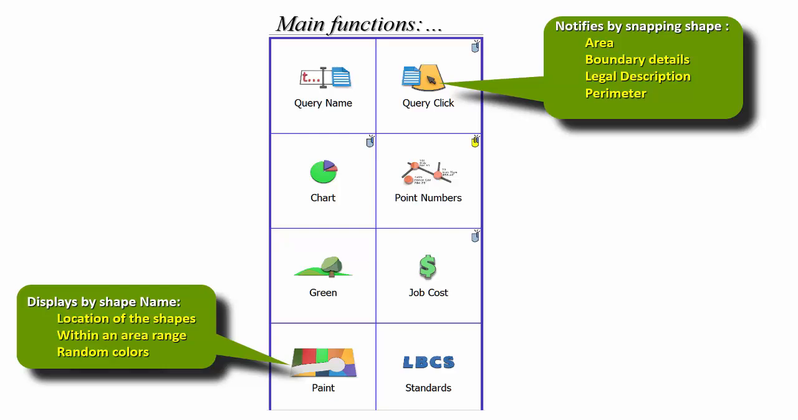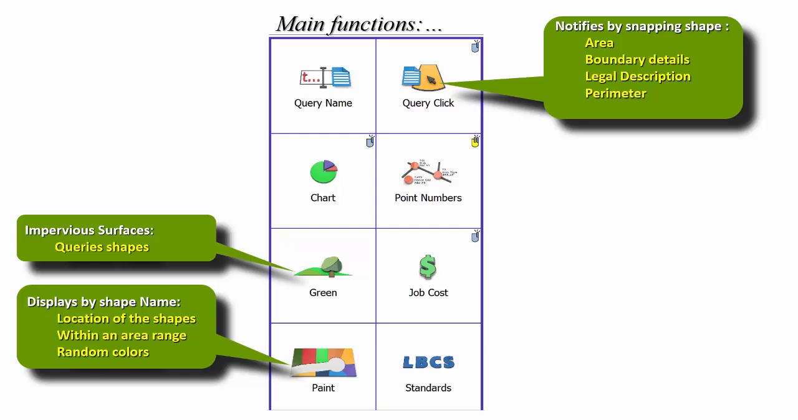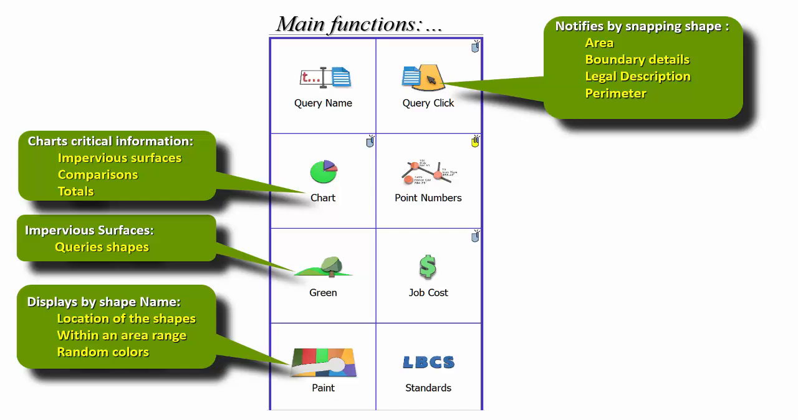Now, paint will paint. It works kind of like query name, but it will show you the results in different colors. For example, in query name, you can ask which of the lots are between 8,000 and 9,000 square feet. It will give you a list. Paint will show you that in a color you choose up on the screen. So paint is a graphic way of looking at query name. Green will give you all your impervious surfaces and give you environmental impact, which also can be charted. So charts are really the way you want to communicate with the public and the client.